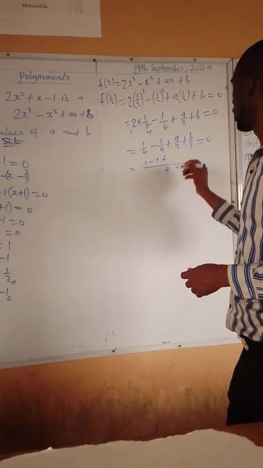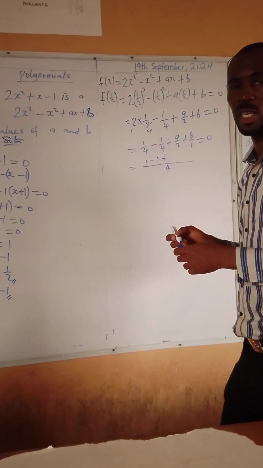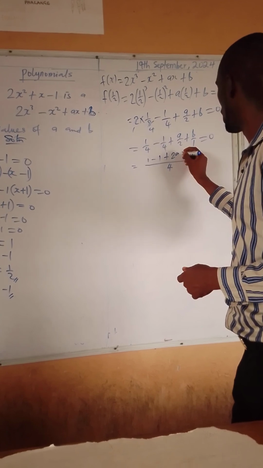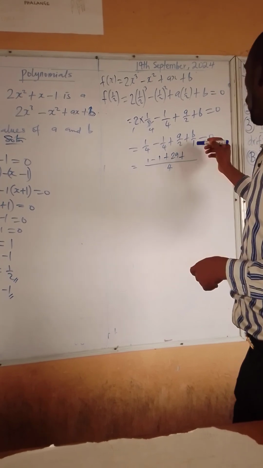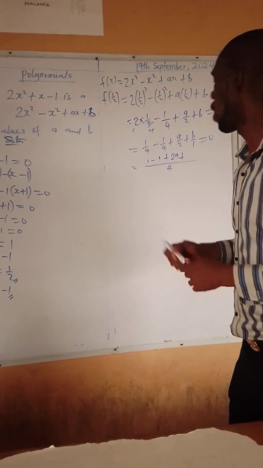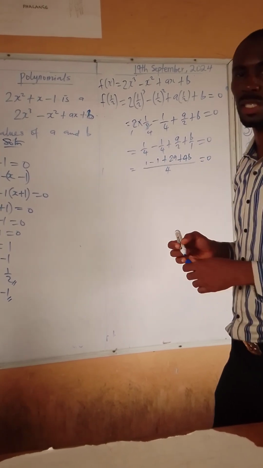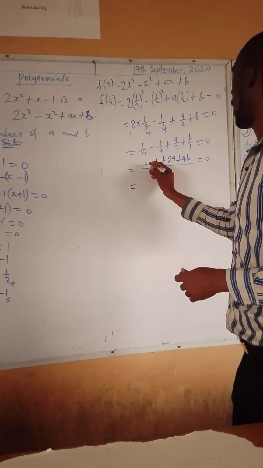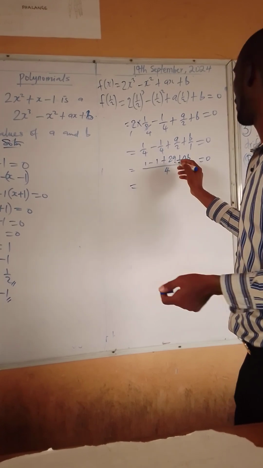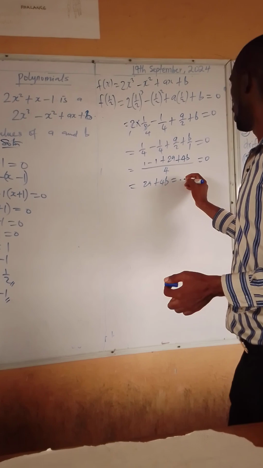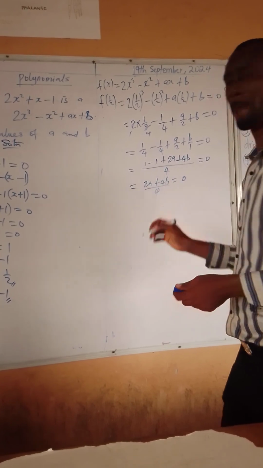1 plus 2 people share 4 oranges will give us 2 oranges. 2 times A will be what? 2A plus 1 divided by 4 is what? 4. 4 times B is what? 4B. Remember everything equal to 0 since it's a factor. So 1 minus 1 is what? 0. What we now have is what? 2A plus 4B equal to what? 0 over what? 4. Right?